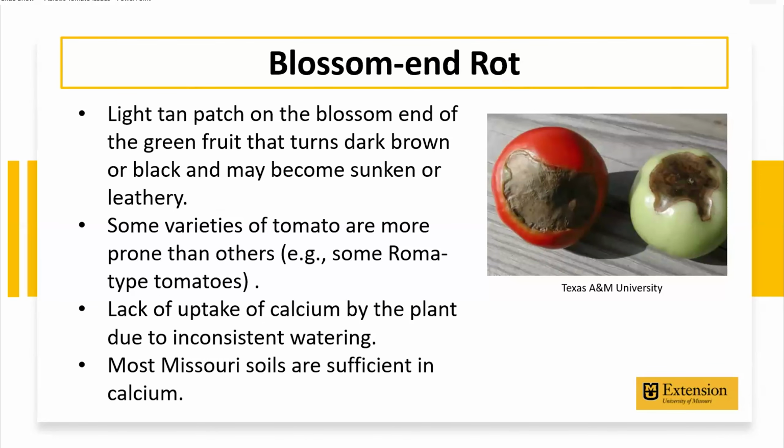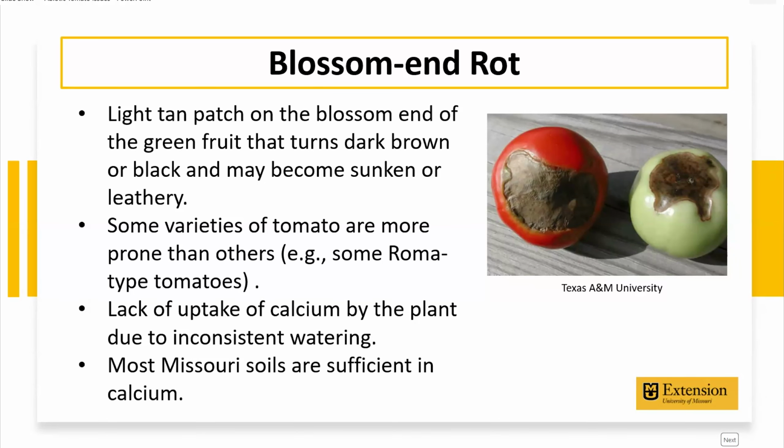Blossom end rot, and we see this one all the time. We always see remedies going across the internet about blossom end rot and how to prevent that. What blossom end rot is, as you can actually see, is the blossom end part of the fruit development is where it will turn a darker color. It can be a deep brown, and it can also be sunken. Some varieties are more prone to this than others. For example, the Roma type tomato varieties do have a tendency to have blossom end rot more so than the other types of tomatoes that are out there.